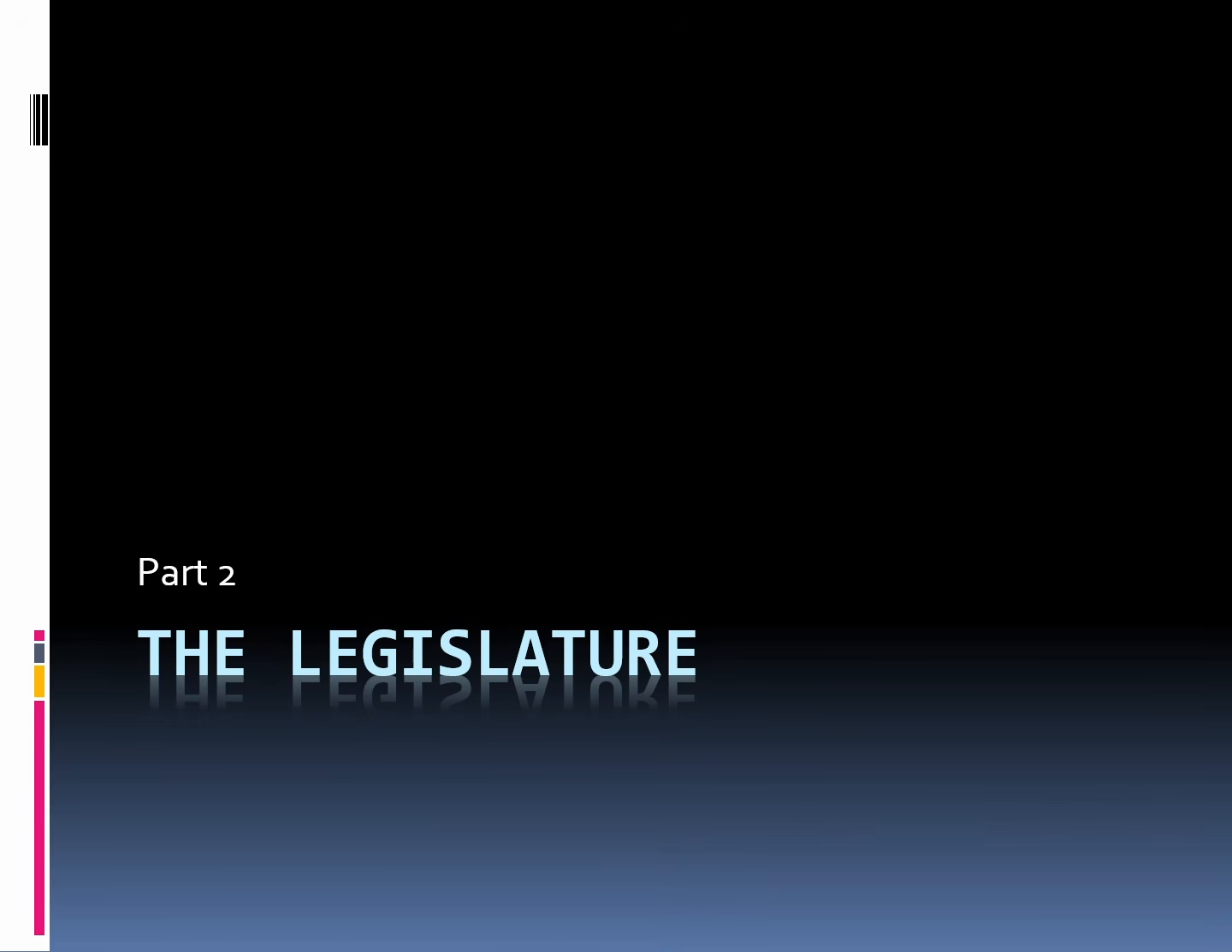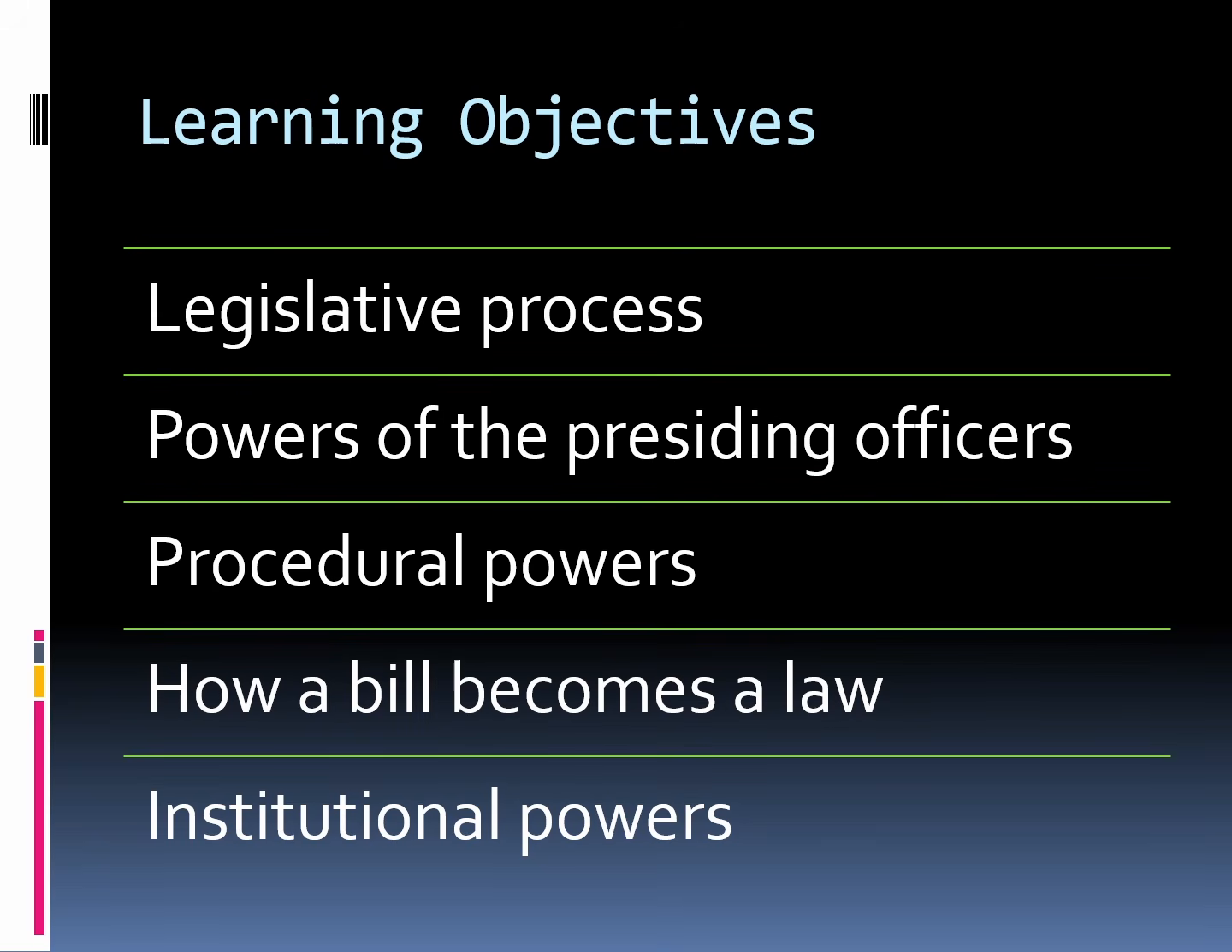Basically, there are two parts to this issue of what makes them so powerful. One is called the procedural tools, the other is the institutional tools. So we're going to be talking about these. Specifically in this lecture, we are going to be talking about the legislative process, which is how a bill becomes a law, the different steps that it needs to take, the powers of the presiding officers, the procedural powers, and the institutional powers.